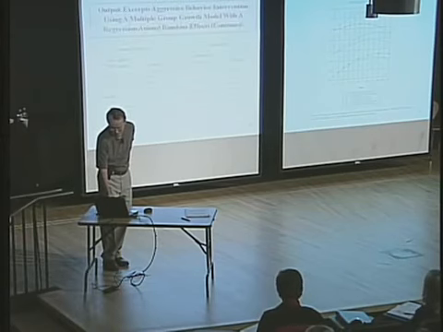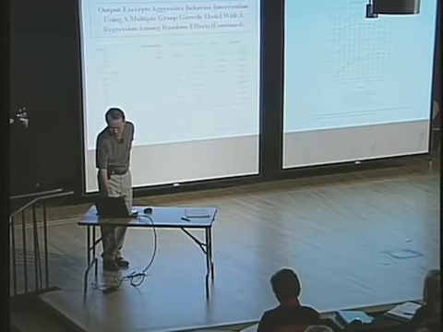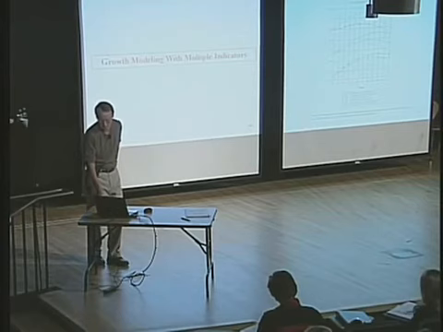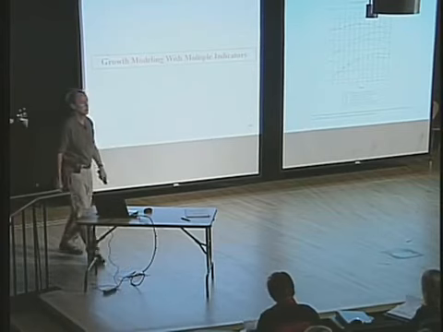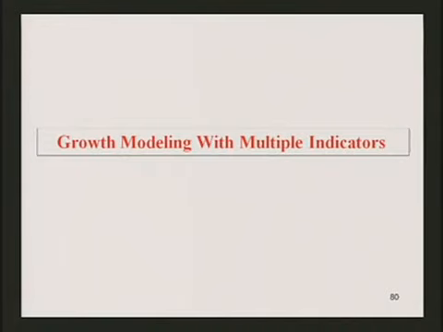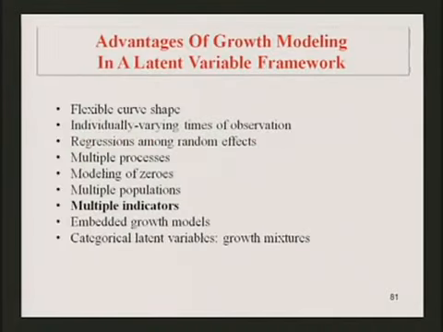Okay, that's rounding off the multiple group approach. Let's now talk about multiple indicators for the remainder until we get to lunch. So we're down here on our list. Why would you talk about embedded growth models too?